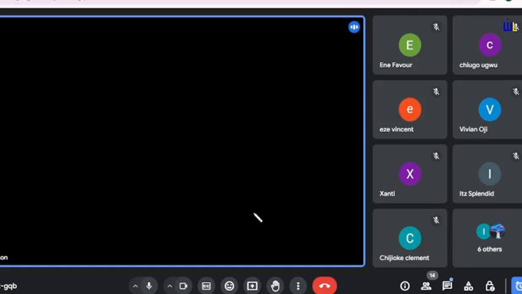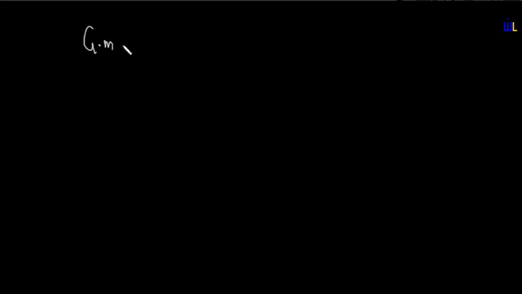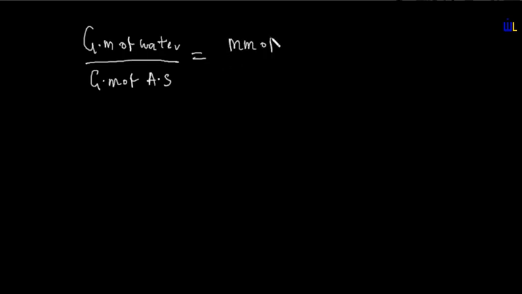The two formulas are: given mass of water. When I say given mass of water, it is the water that is given by the experiment. Given mass of water all over given mass of anhydrous salt equals molar mass of water times X all over molar mass of anhydrous salt. Write it in full, please. I believe this is a simple thing: given mass, molar mass, water, anhydrous salt.